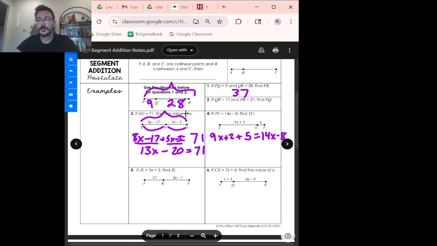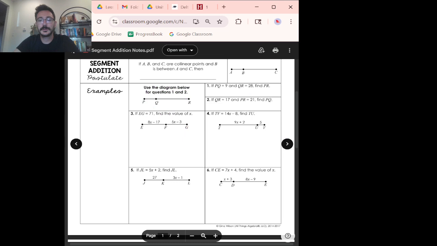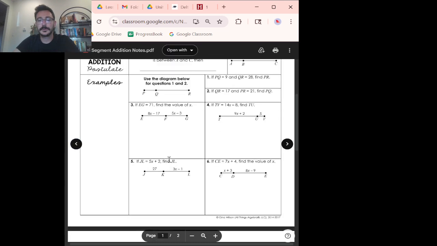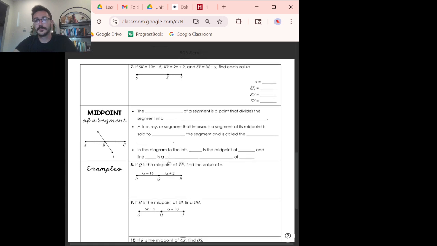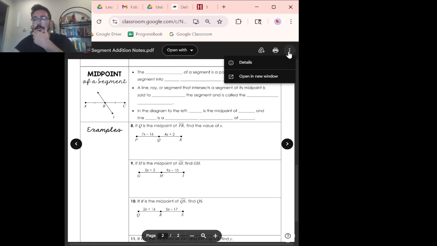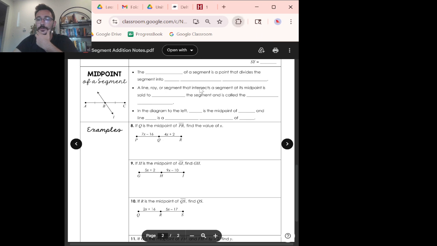Let's keep going. How do I get this off the screen? There we go. That's not what I want yet. Here we go. Midpoint. Let's bring my drawing tool back up here real quick. Okay, I think we're good.